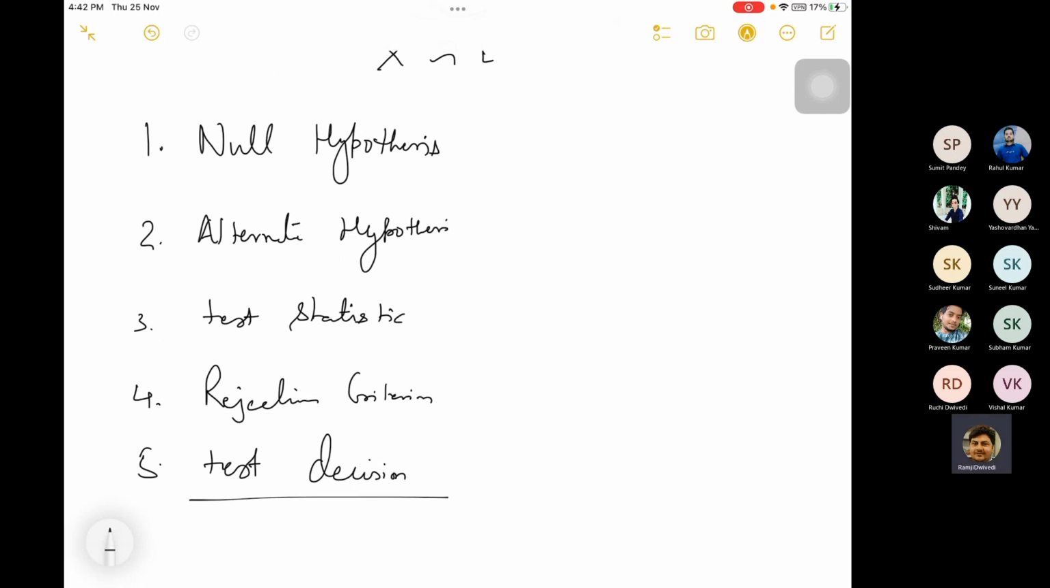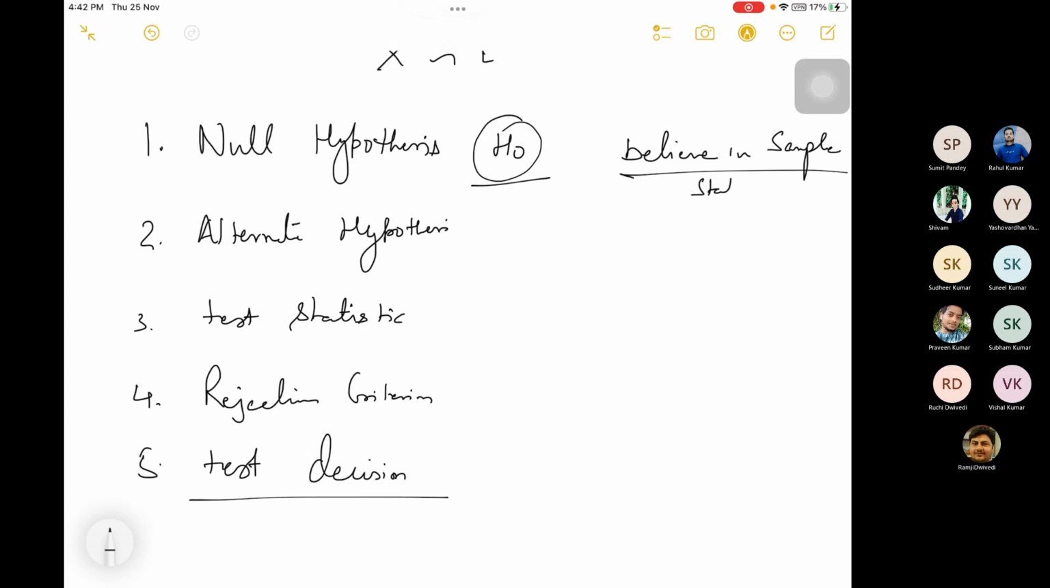So the null hypothesis is H naught, which is a statement that compares a population statistic with a sample statistic. This implies that the sample statistic is what is expected from the population. We generally believe in the sample statistic. We do not deviate from this. In general, we say that this ratio would be 1.